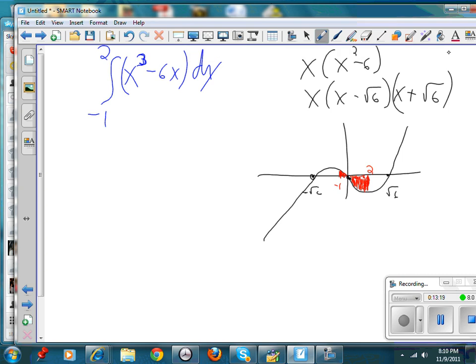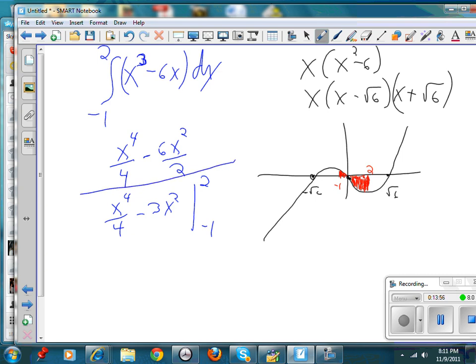Let's do it, okay? What's the antiderivative of x cubed? Well, that's just x to the 4th over 4, right? What's the antiderivative of minus 6x? That's going to be minus 6x squared over 2. Okay, so I might simplify that. Let's say that's x to the 4th over 4 minus 3x squared. I'm going to evaluate that from negative 1 to 2. Okay? Still doing my steps here.